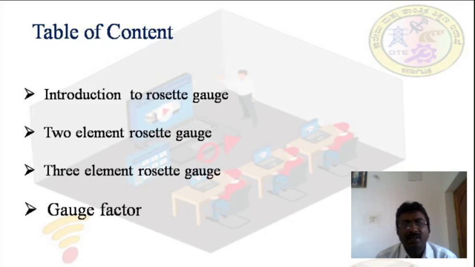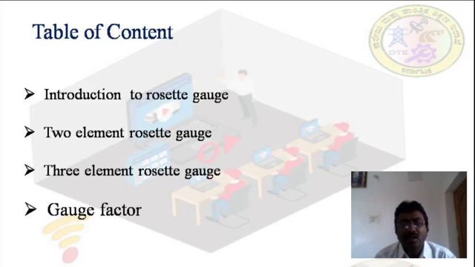The rosette gauges, depending upon the methods of arrangement, are classified into two element rosette gauge and three element rosette gauge. The two element rosette gauge is best suitable for measurement of biaxial stresses whose directions are known. For the stresses acting in multiple directions, that is more than two directions, the three element rosette gauge is used.